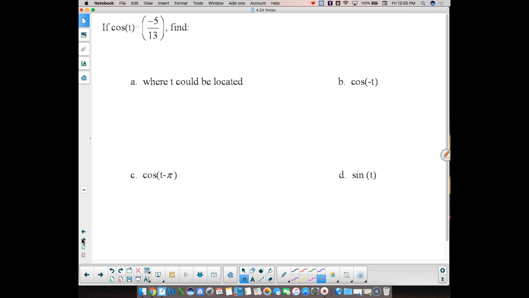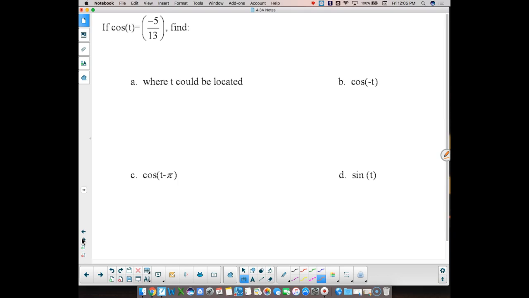Okay? Alright? So, the cosine of t is equal to negative 5 over 13. Is that one of our unit circle angles? No, it's not. But is it on the unit circle? We are saying that it is on the unit circle. So we're saying that this t is on the unit circle and has this value. Okay? So my first question is, which quadrants could t be located in?